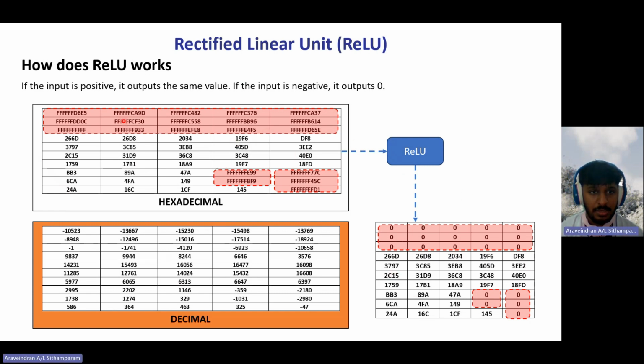If you see here the part highlighted in red, these are all negative values, so they will change to 0. If the value is positive, it will remain the same. This in theory should work.